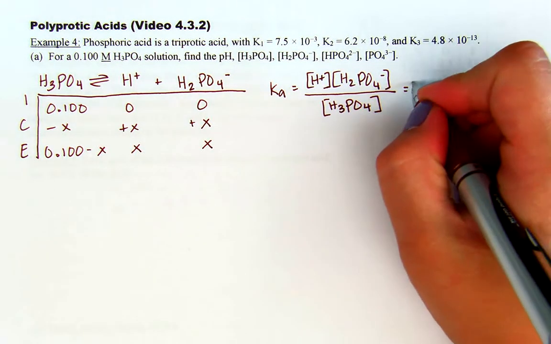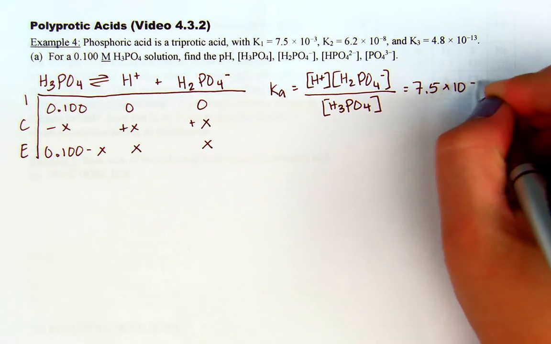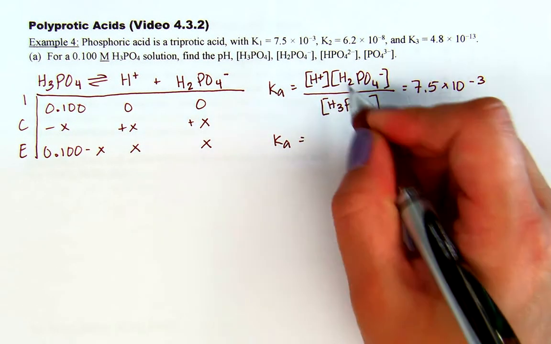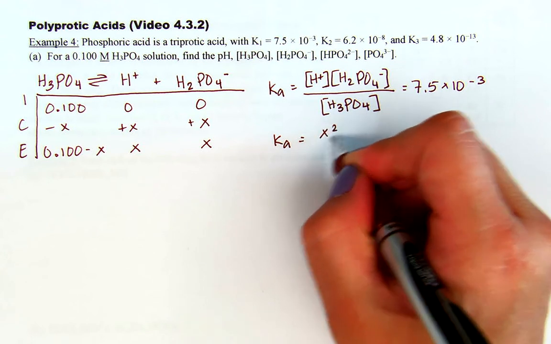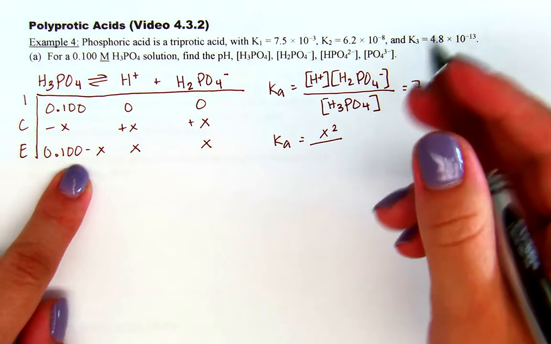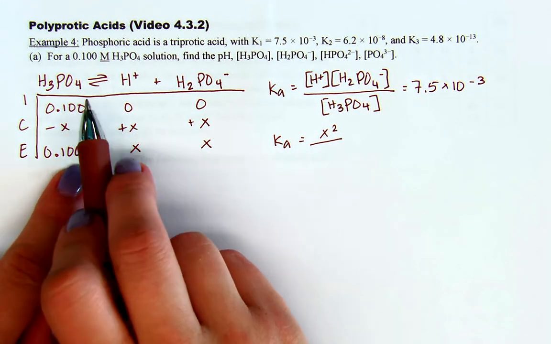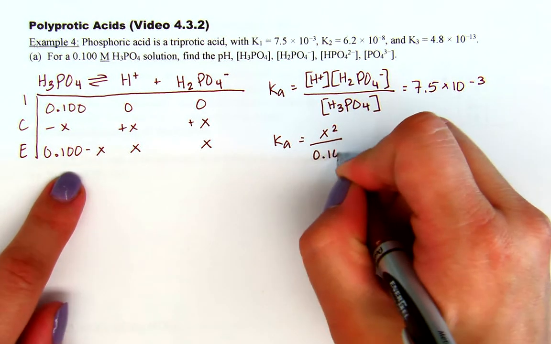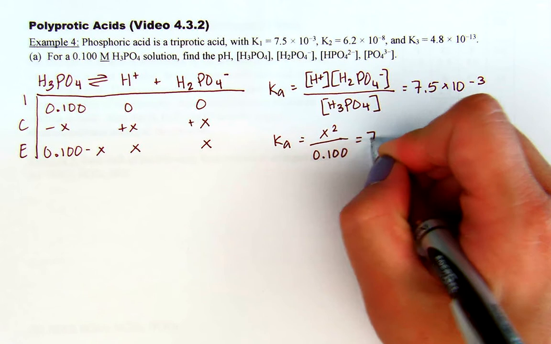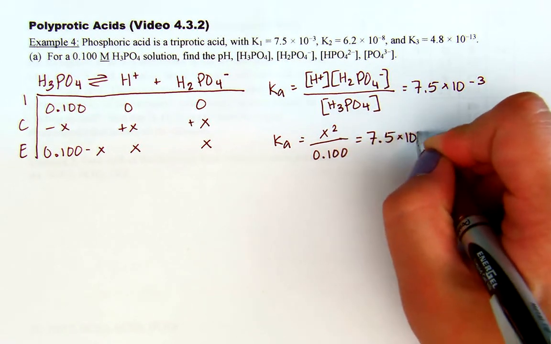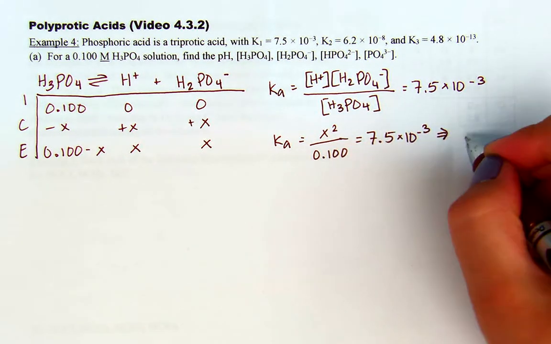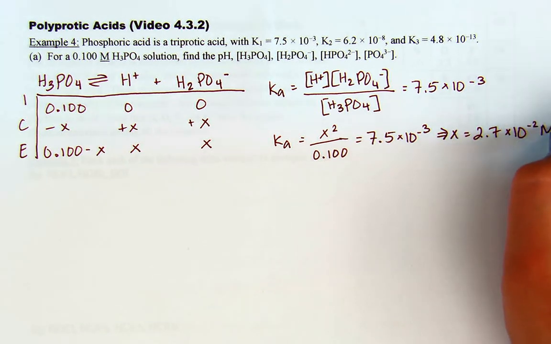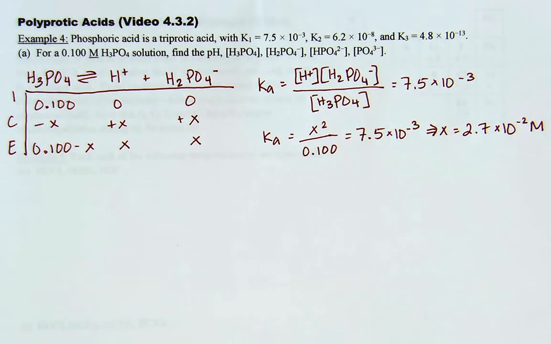And that's equal to 7.5 times 10 to the negative 3. So substituting everything in, our Ka is equal to x times x, so that's x squared, over 0.100 minus x, but we're going to again ignore this x because this is a weak acid, and so the amount of hydrogen that dissociates is very small, divided by 0.100, and that equals our Ka. And so you plug all of this in and you get x equals 2.7 times 10 to the negative 2 molar. So that's our x, at least for our first dissociation.